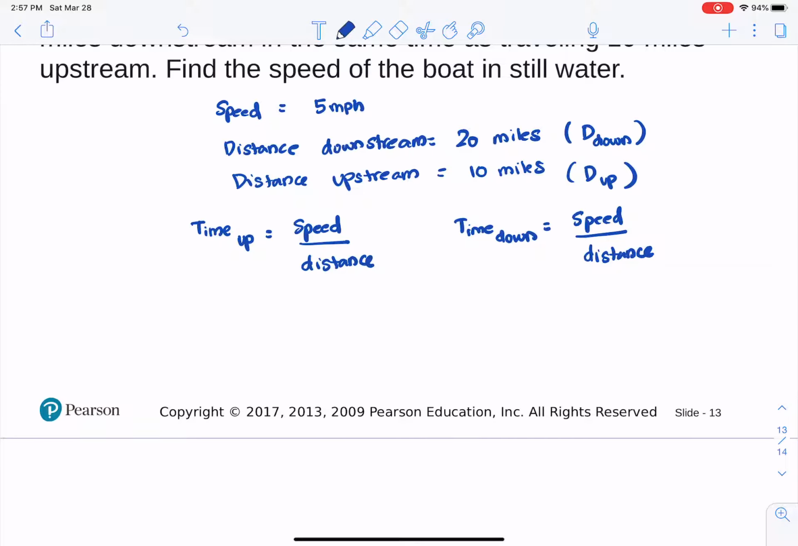So while the boat is going upstream, we have a push of 5 miles per hour against it. So the speed of the boat is going to be decreased by 5 miles per hour upstream. The distance is 20 miles. The speed downstream would be increased by 5. And I'll call R, or I called it V, so V minus 5 and V plus 5, and that distance would be 10.